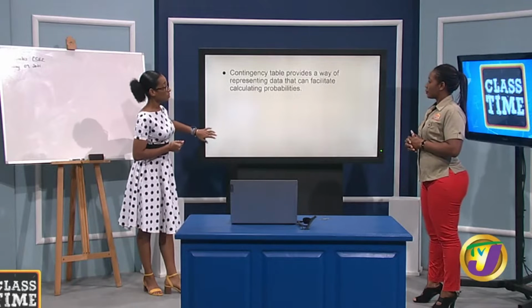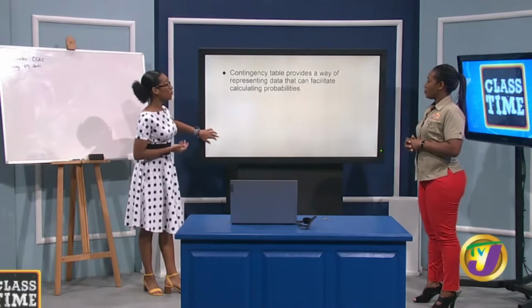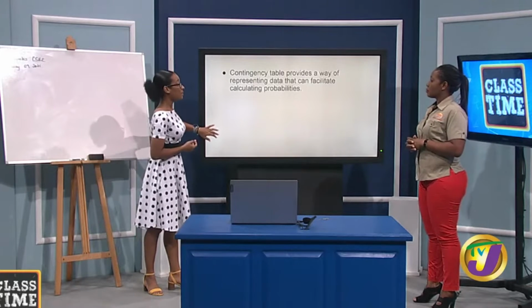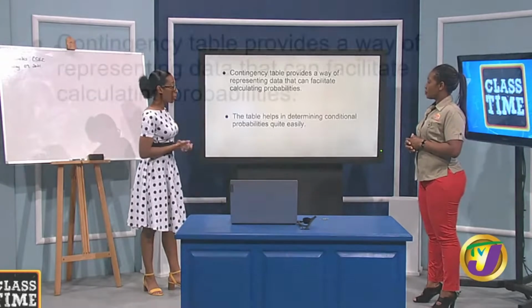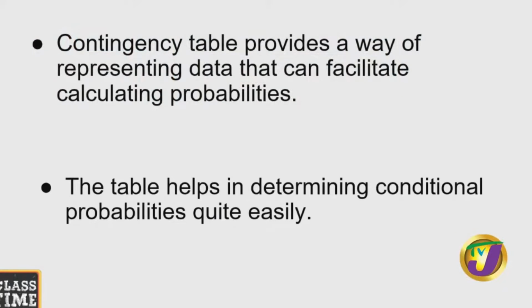So we're looking at a contingency table, and it provides a way of representing data that can facilitate calculating probabilities. One more point to remember and note about a contingency table: it helps in determining conditional probabilities quite easily.